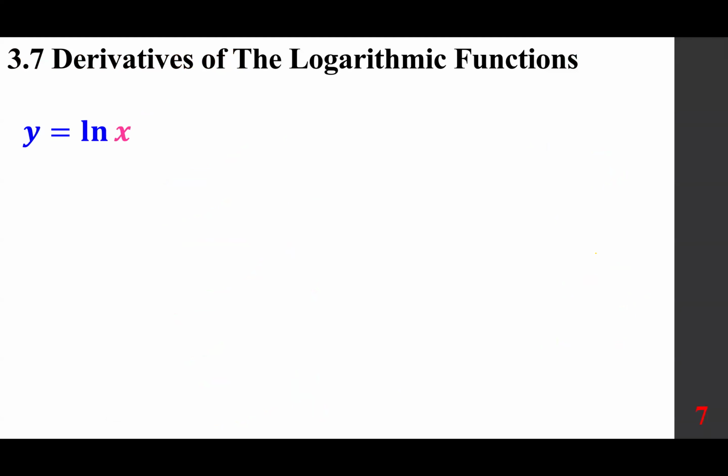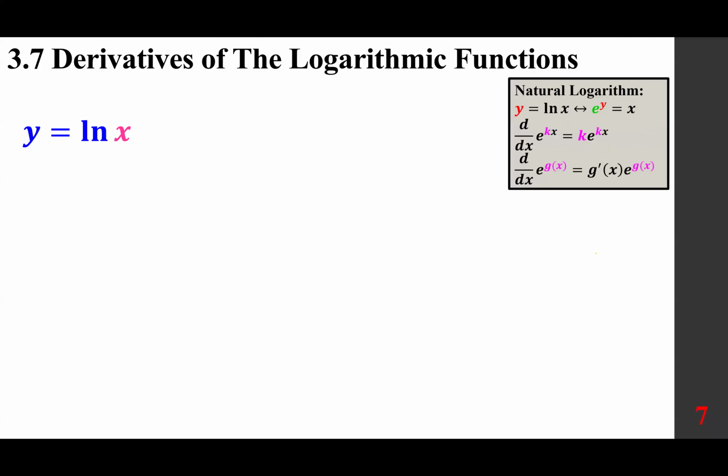Now y equals ln x. We want to take the derivative of that, and how do we approach that? Well, reminding you that y equals ln x means e to the power of y equals x. And reminding you, if we want to differentiate e to the power of kx, it is itself times k. If we want the derivative of e to the power of g of x, it is itself times g prime, and y is like g prime, or think of it as implicit differentiation.